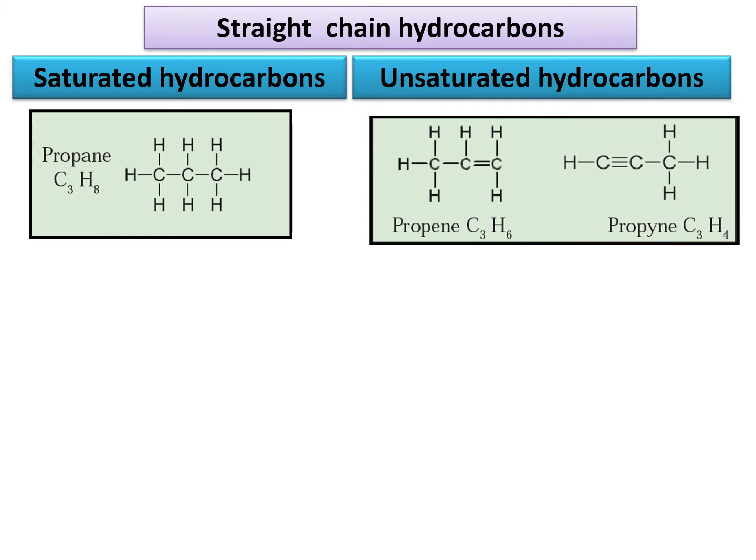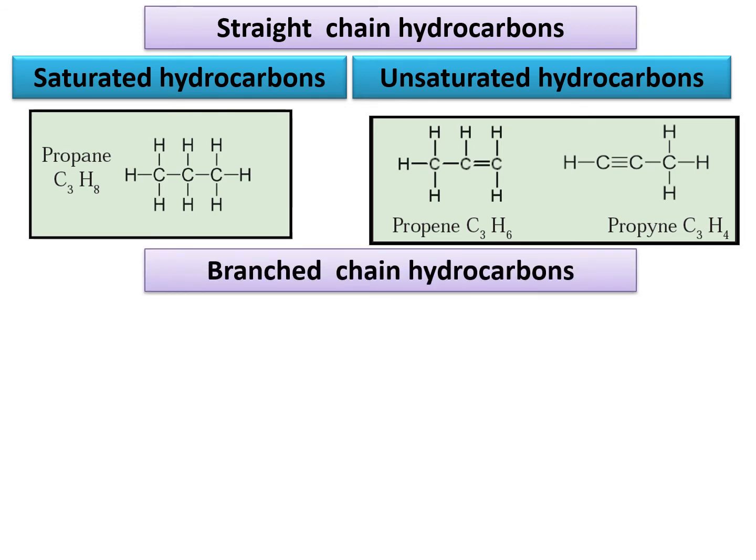Let's move to unsaturated hydrocarbon. We have the example of propene, which has one double bond, and propyne, which has one triple bond. The presence of a double bond or triple bond makes the compound unsaturated. If it has only single bonds, then that hydrocarbon is saturated. If it has a double or triple bond, then that hydrocarbon is unsaturated.